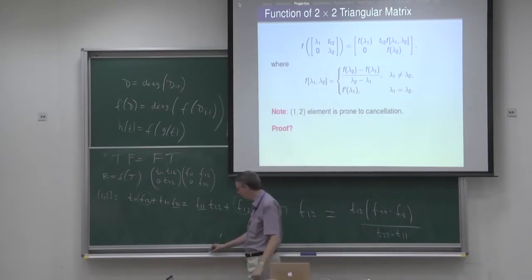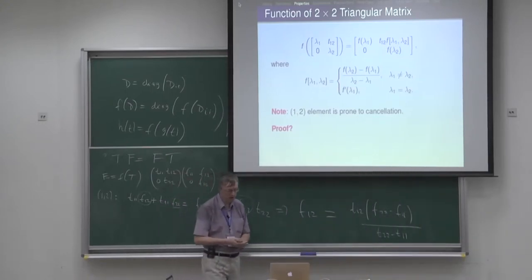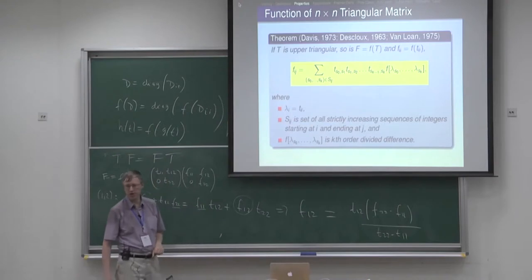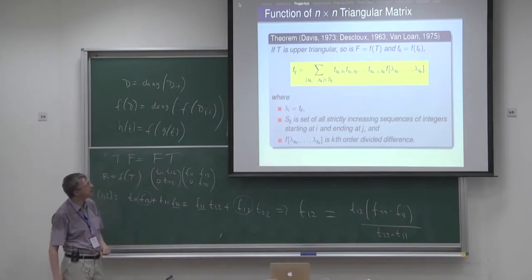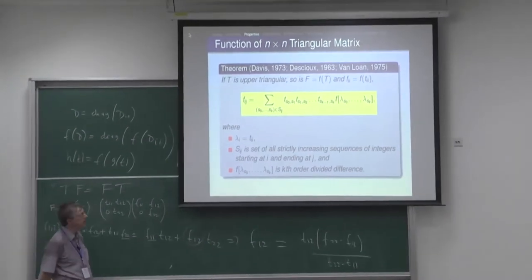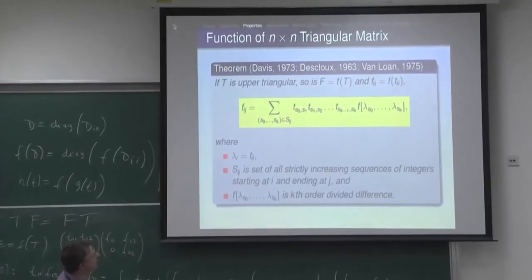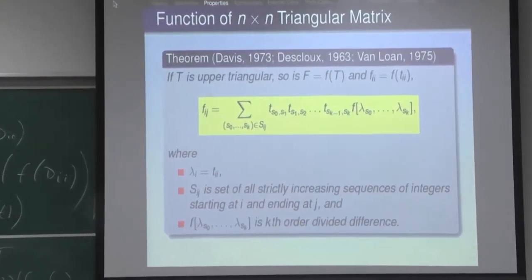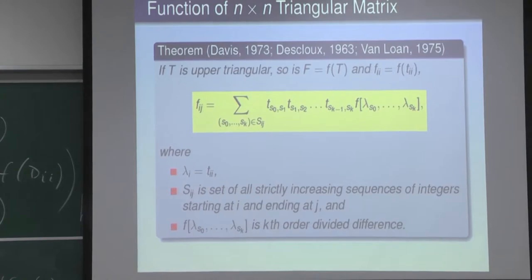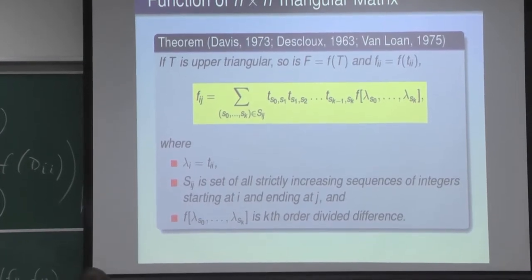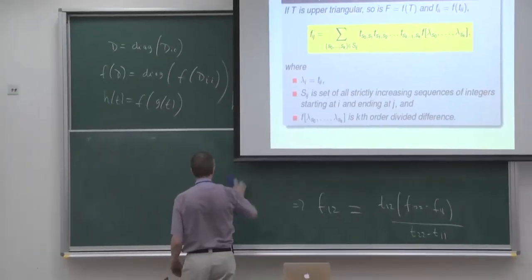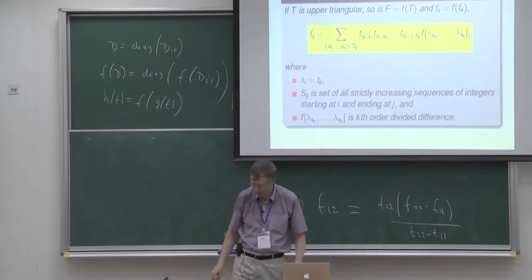So is there any hope of a formula for a general n-by-n triangular matrix? There is, but it's much more complicated. This formula has been discovered and rediscovered by several people over the years. It's just the generalization of the formula for the 2x2 case. What you've now got is a sum of weighted divided differences, and the sum is over all sequences of integers going from i to j. So what does that mean? It's starting to get a bit combinatoric.